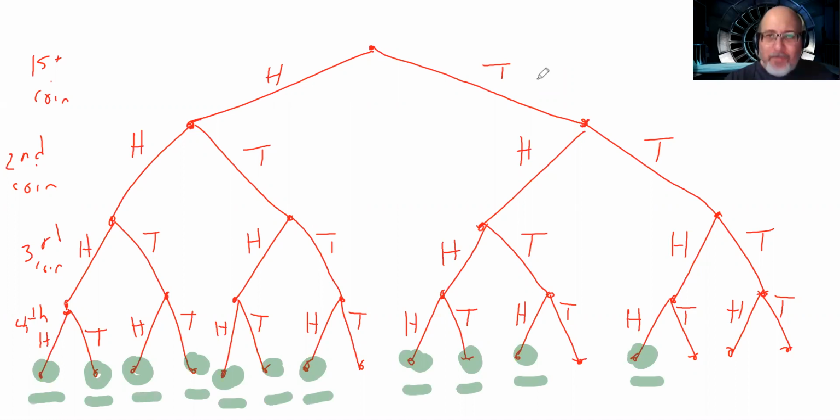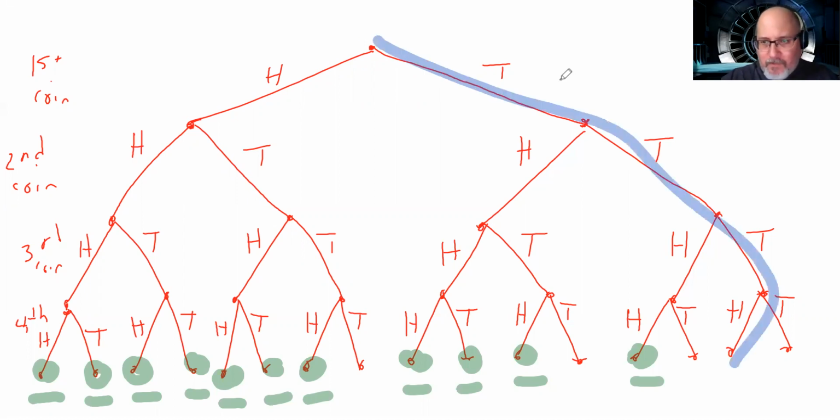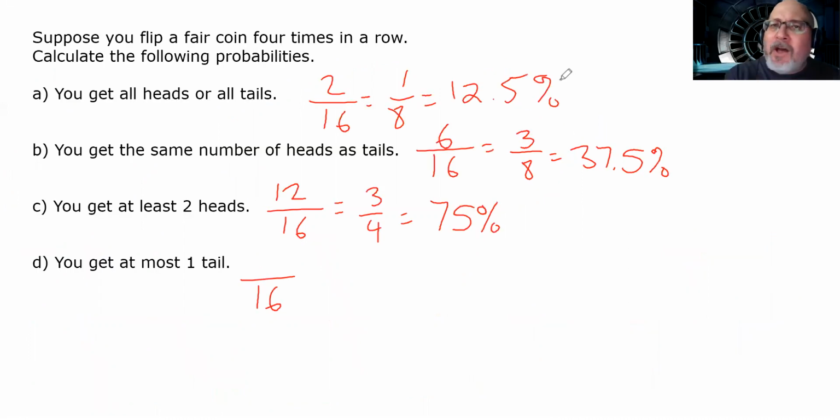I'm going to double check by tracing the ones I don't have to see if they don't have at least 2 heads. This one only has 1. This one only has 1. That only has 1. That only has 1. And of course, this one has none. So looks like I made a mistake. But I'm human. Stuff happens.